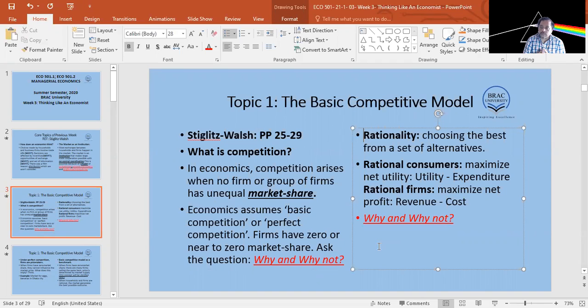Who are the rational consumers? The rational consumers are the households. What is their objective? To maximize things they like, which we will term as utility, minimize things they don't like, which we will term as expenditure. Rational firms are just the mirror image of households. They maximize profits or revenues, things that they like. They minimize costs, things that they don't like.